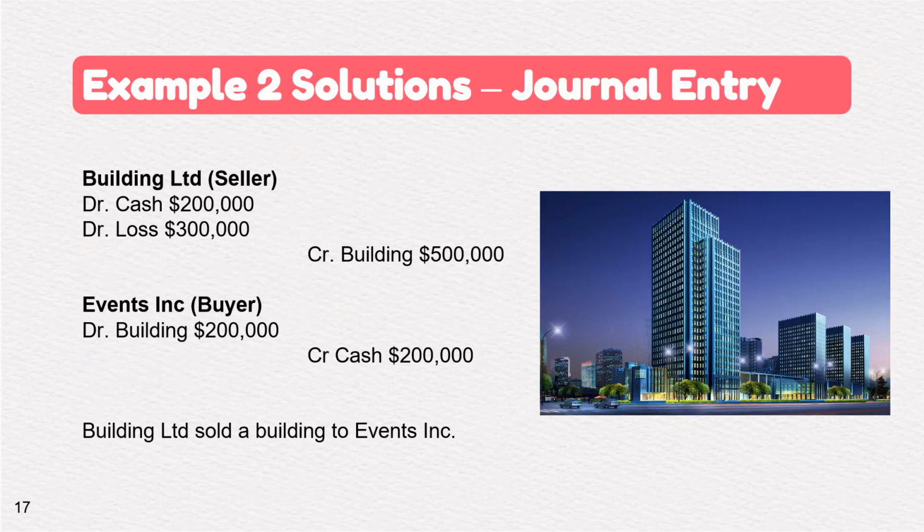Here's an example of how the journal entries should look. Building should record a debit of cash, $200,000, which is what they received, and then a loss of $300,000, and they would credit the building that they sold, which is $500,000. And then Events would debit the building for $200,000, credit the cash for $200,000.